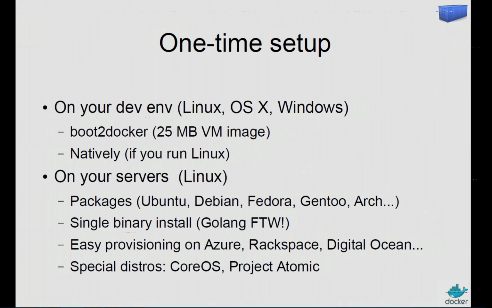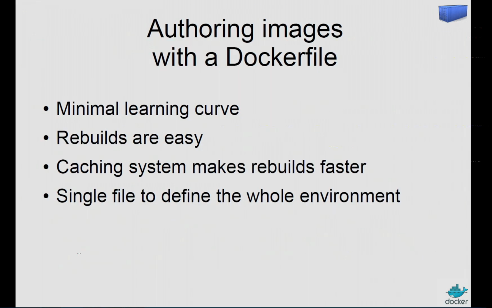On Linux machines, we have packages for all the distros out there. If you don't like packages, you can just download the binary and run it because this is Go. We have easy provisioning instructions for virtually all the cloud providers out there. And some people even built distros specifically to support Docker and containers.